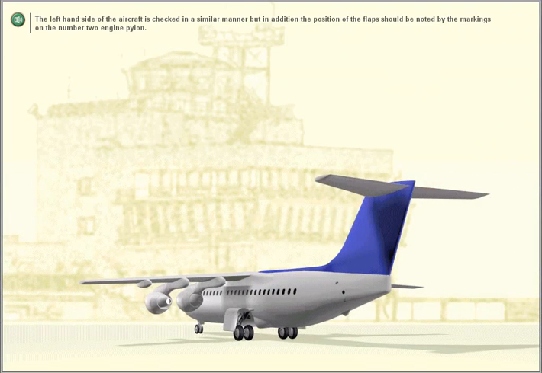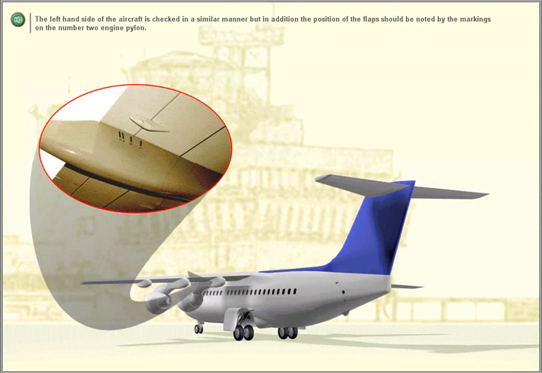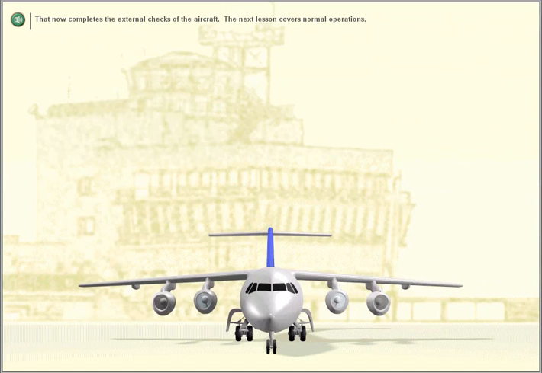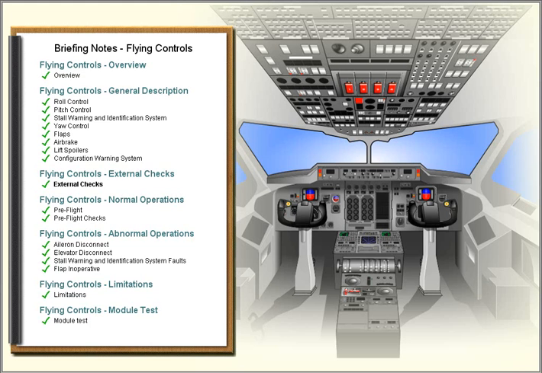The left-hand side of the aircraft is checked in a similar manner, but in addition, the position of the flap should be noted by the markings on the number 2 engine pylon. That now completes the external checks of the aircraft. The next lesson covers normal operations.